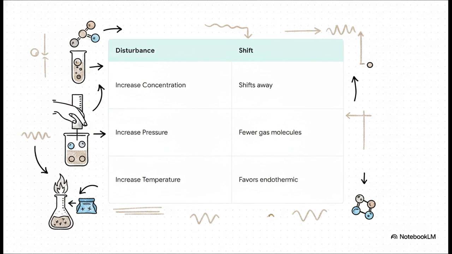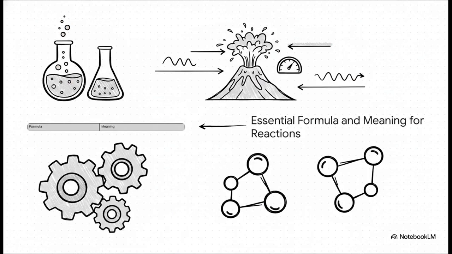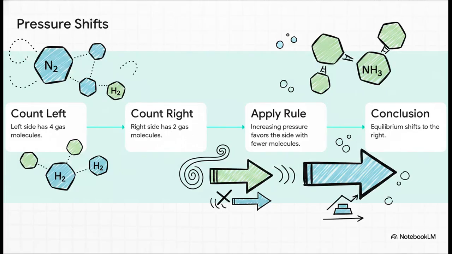It's pure, elegant logic. So, the absolutely crucial point is knowing how to apply this. As we look at the structure of the essential formulas and their meanings from the source, keeping these relationships straight is key. Let's see how this all builds by tackling a real-world example of a pressure shift straight out of the text. Okay, let's look at the reaction creating ammonia.